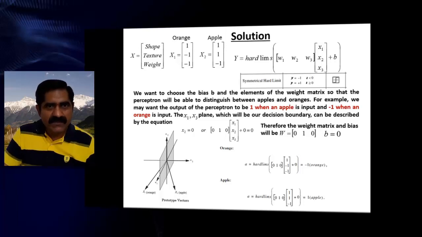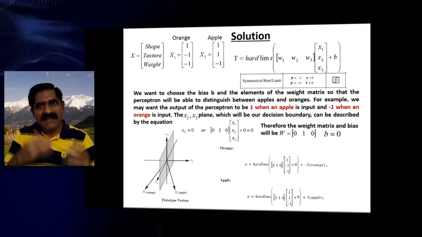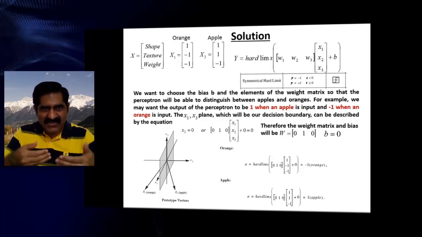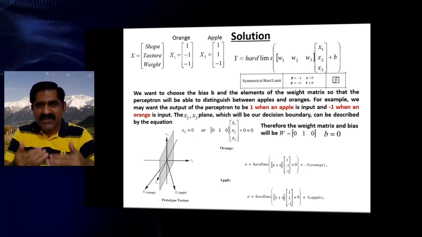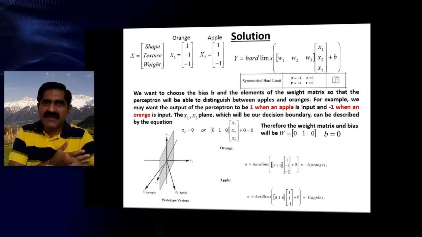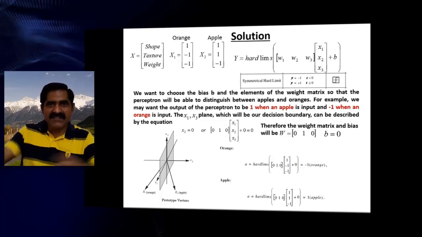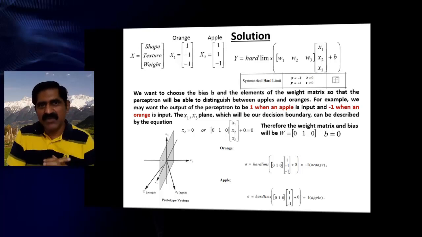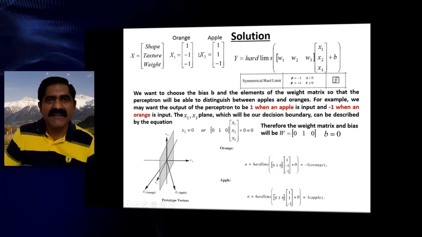Then if you observe these two things, orange and apple, first take small x1: in this case and this case, x1 is the same. Take the third input, x3: in this case and this case, it is also the same. But if you take x2, orange is -1, apple is +1. So x2 is acting as a boundary. If x2 is less than 0, you can discriminate it as orange. If it is greater than 0, you can discriminate it as apple. So the boundary you are able to identify by comparing these two.